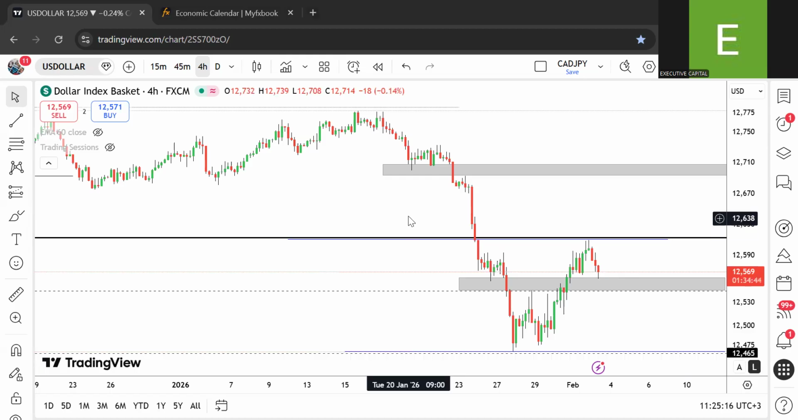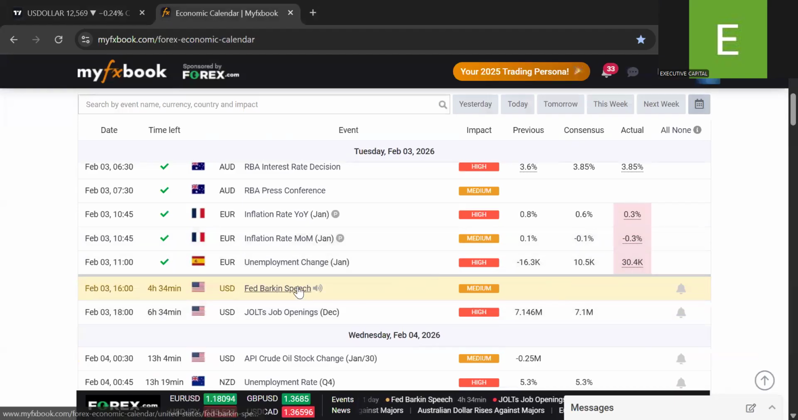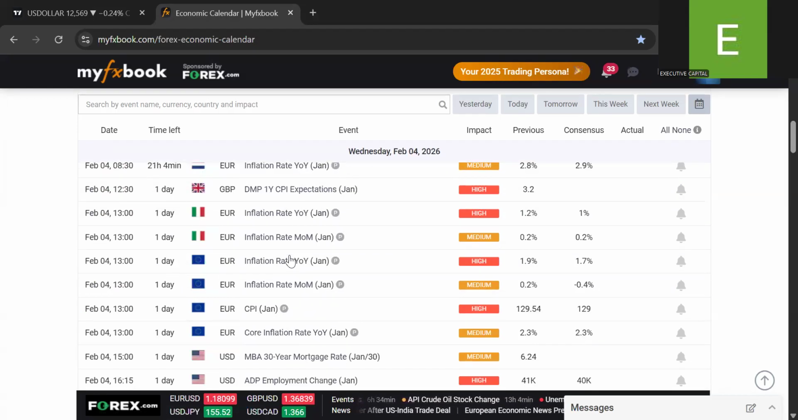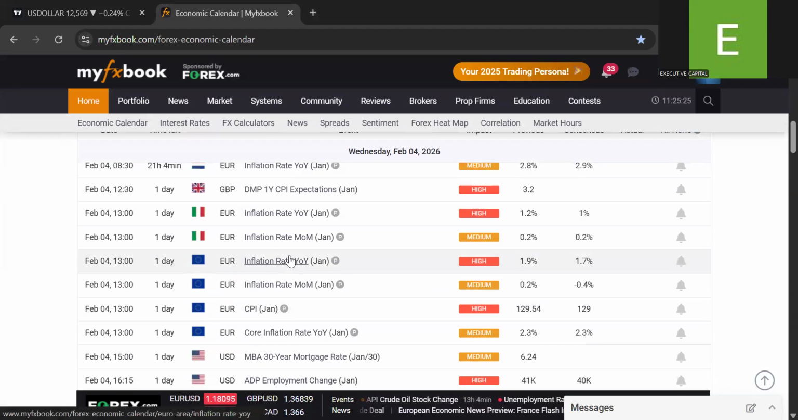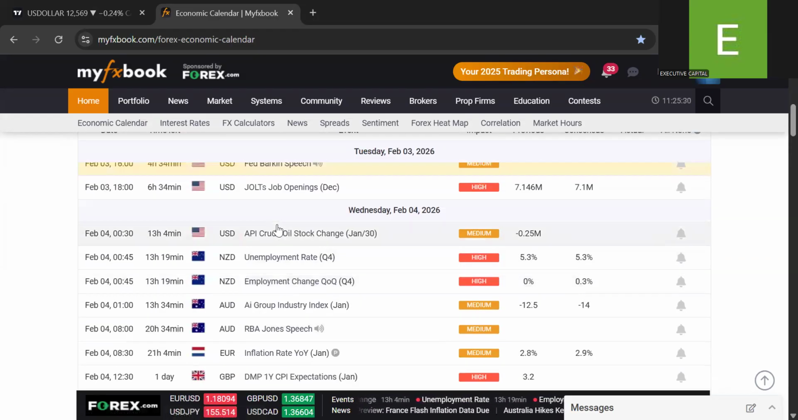At this current point, let's have a look at the economic calendar. Today being a Tuesday, we did have very high impact news on the Australian dollar, and very high impact news on the euro, and still we have very high impact news that will be coming up during the New York session. Tomorrow we still have very high impact news during the New York session, focusing on the euro, on the inflation rate, and again, medium impact news.